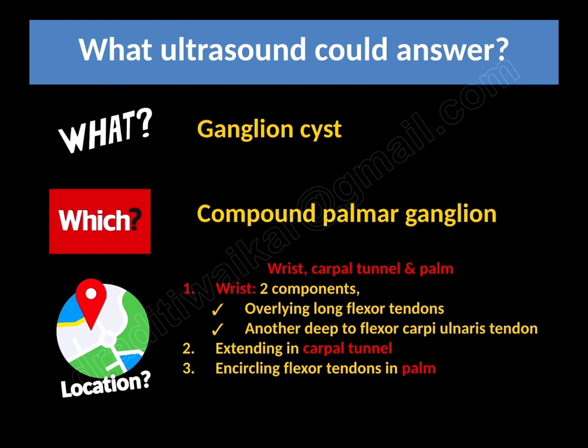delineate the entire extent of the lesion in the wrist, with two components lying over the long flexor tendons and another component deep to the flexor carpi ulnaris tendon, then extending into the carpal tunnel and further into the palm, encircling the flexor tendons. So this was the compound ganglion, Palmar ganglion.